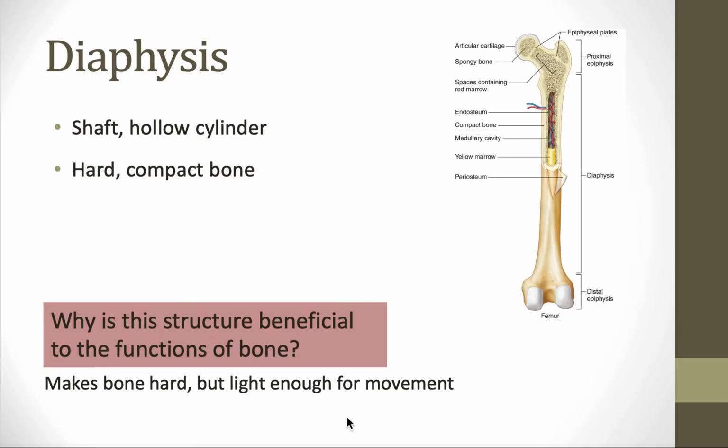Next, we have the diaphysis. So we had the epiphyses were the ends of the bone. The diaphysis is the whole middle of the bone. So this is a hollow cylinder or shaft of the bone. It's made up of hard, compact bone. Because it's hard, it is supportive and it's strong. But because it's hollow, it's light enough for movement.